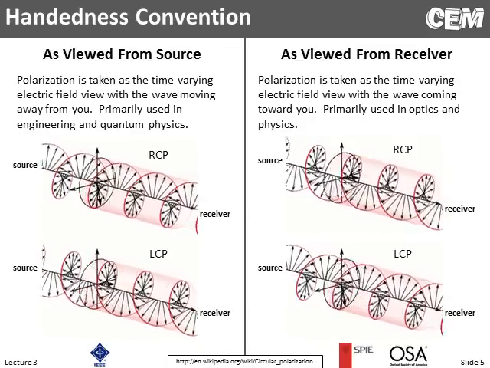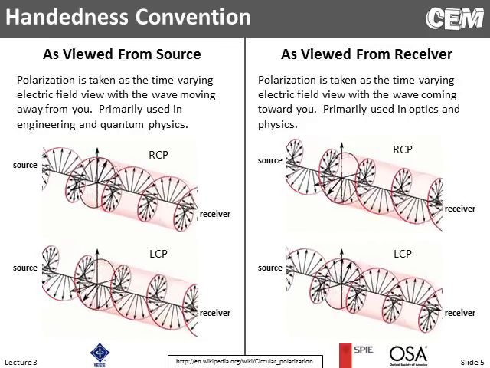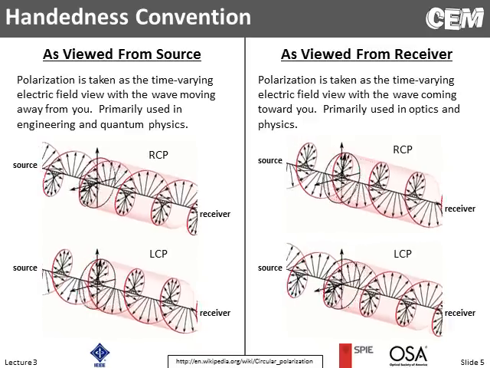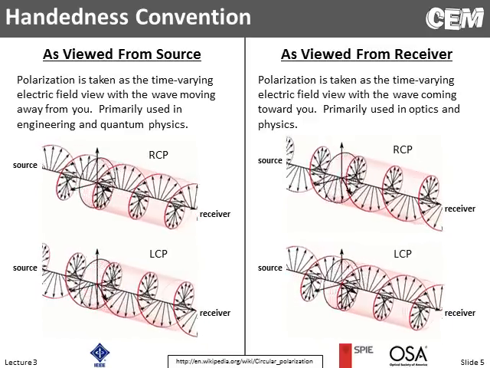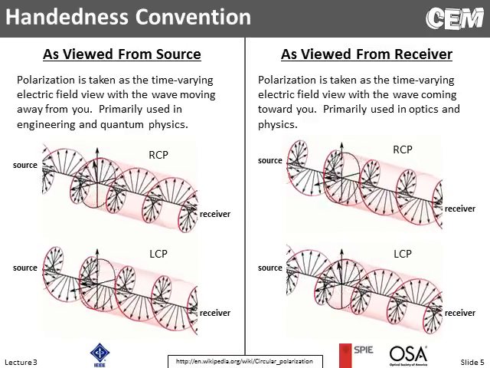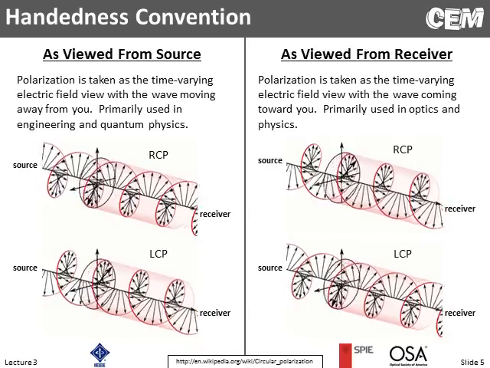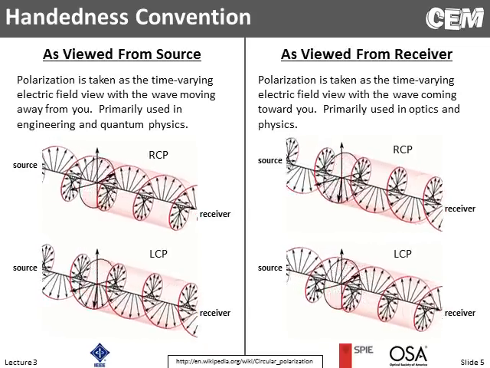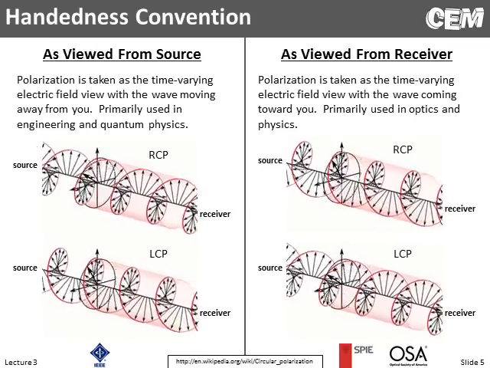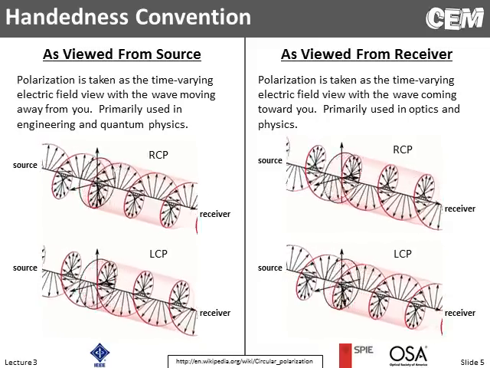So we'll stick with what's on the left-hand side. But I'll warn you, if you're reading literature, just be cautious of this, that somebody might just throw out a particular right or left-hand circular, and don't be real confident you know what that is. Does that make sense? You're watching the electric field corkscrew.